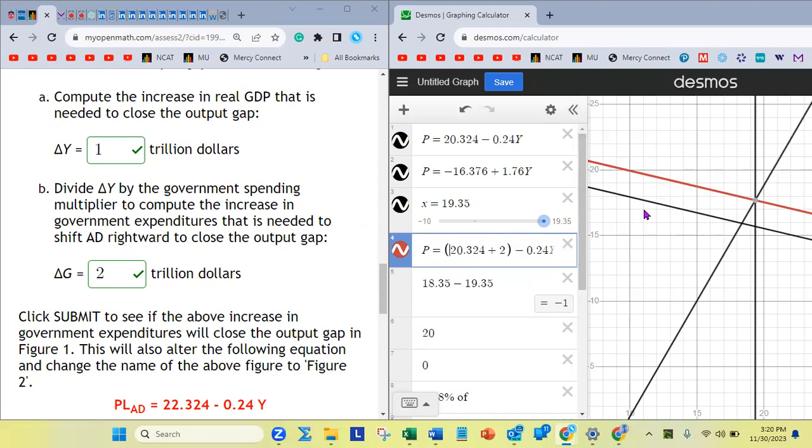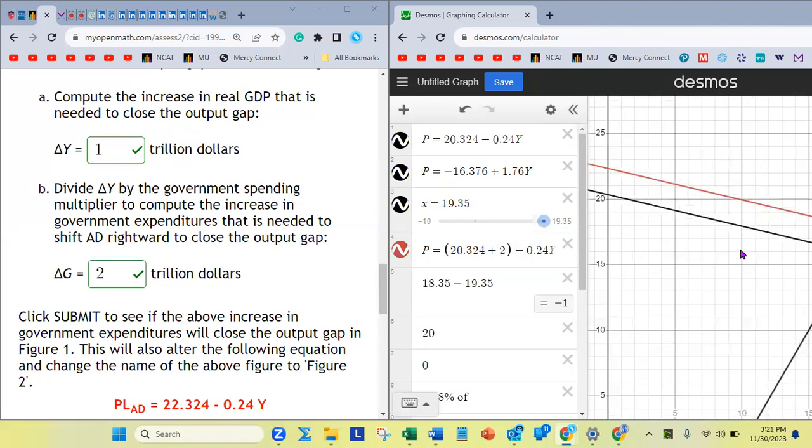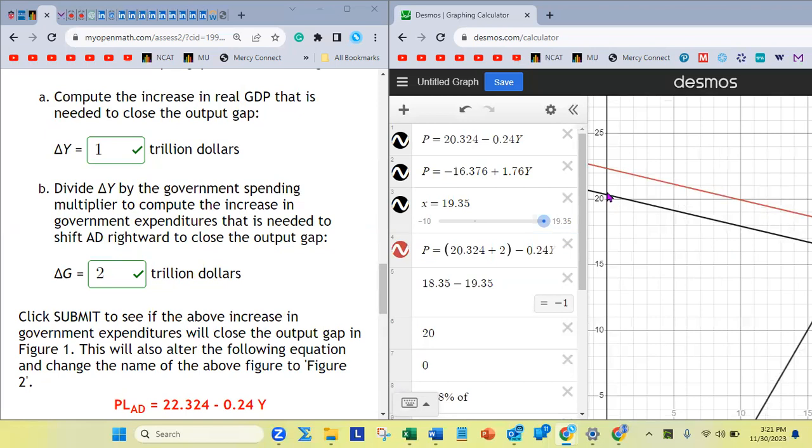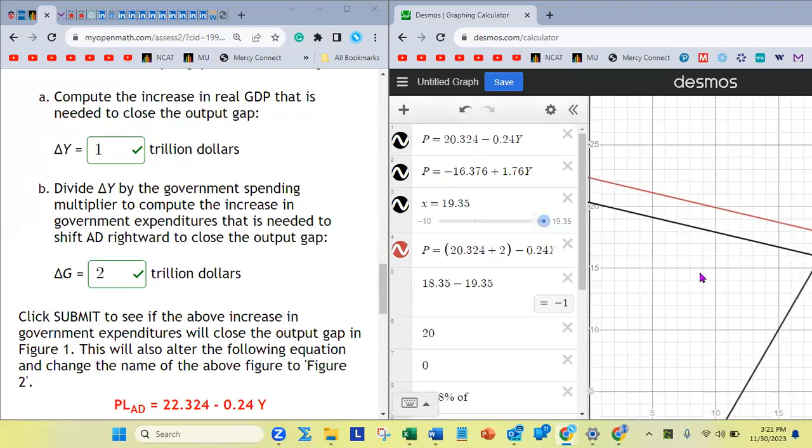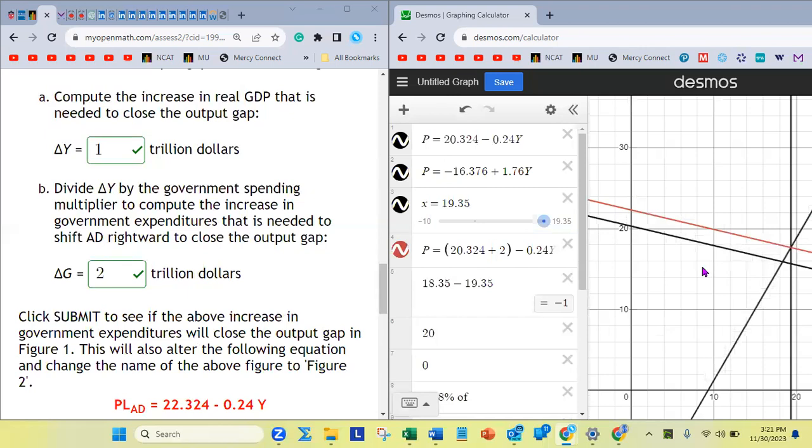When I add 2 to the intercept, it shifts my aggregate demand curve up. Notice it shifts it up by 2, right? You've got this little piece right here added to this longer piece. You got 2, right? So it shifts it up by 2. And notice what happens to the output gap.